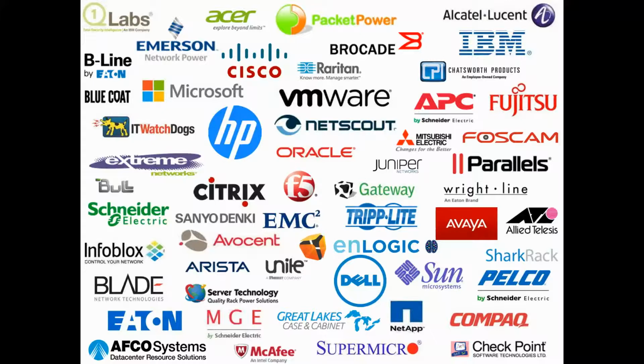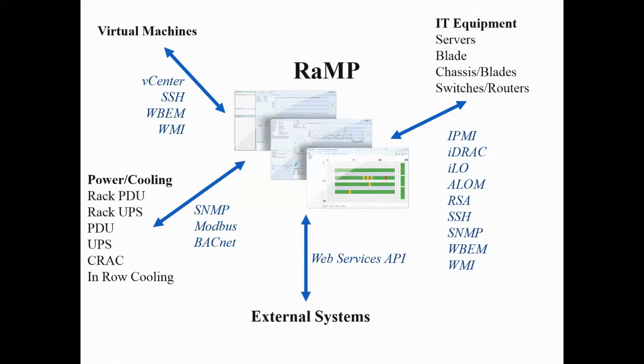We do this by talking a lot of different communication protocols within the data center. So we can talk to vCenter for virtual machines, for example, or SNMP and Modbus and BACnet to talk to the infrastructure side. We talk to the IT equipment through a variety of protocols as well, including IPMI, SSH, WBEM, and so on. And then we've also got a full web services API. We know we're not the only kid in the sandbox and we want to play well with others. So this web services API allows us to pull in information from other systems, also allows other systems to be able to pull information from us.